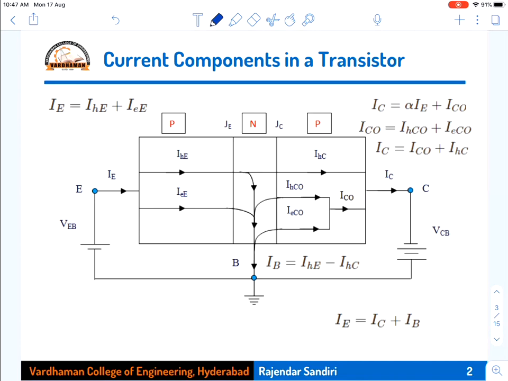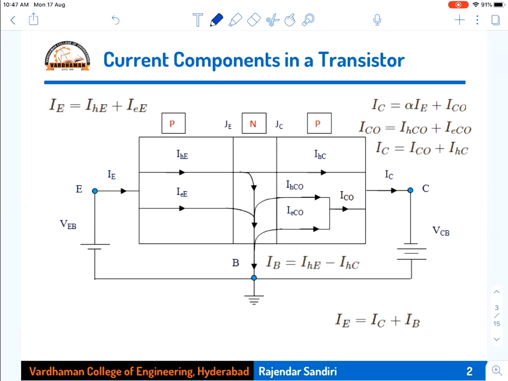Next, coming to the current components in a transistor. We have seen that a transistor has three regions: emitter, base, collector. Then we have two junctions, the emitter junction and the collector junction. Now we will see how the currents flow in this transistor. Finally, we got from the operation that the emitter current is equal to the collector current plus the base current, or base current plus collector current.